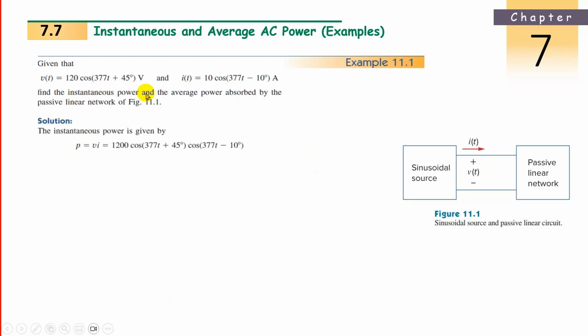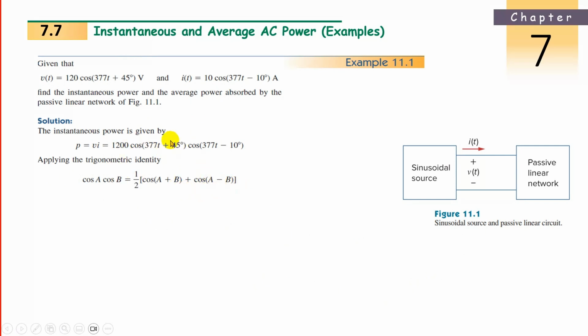Now, what is our question? Find the instantaneous power and the average power absorbed by the passive linear network. Here I want to show with an example. P is equal to vi because it's instantaneous, v of t times i of t. So multiply 120 by 10, 1200, with cos and cos. Now use the cos A cos B formula: half of cos(A plus B) plus cos(A minus B). Or you can rearrange, no problem.